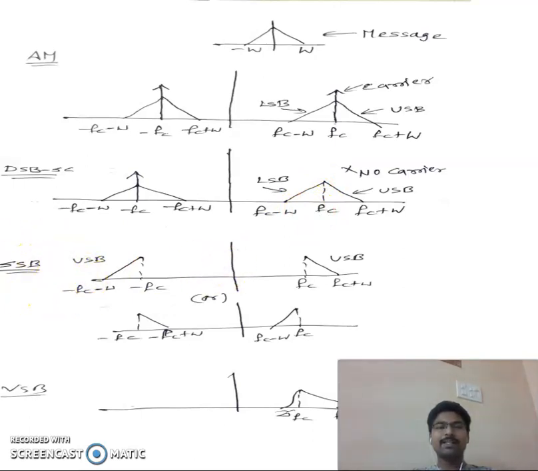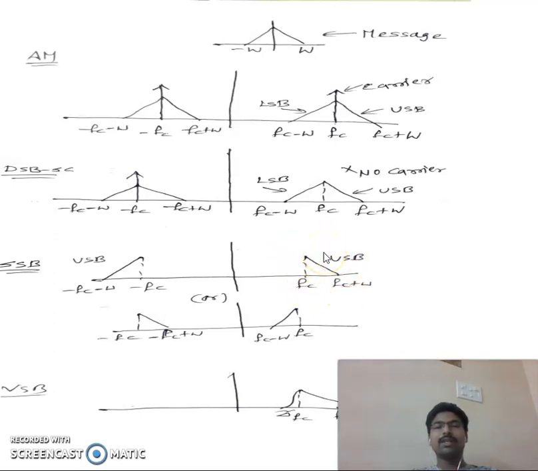In single sideband modulation, generating the DSBSC wave, that is multiplying m(t) into Ac cos 2 pi Fc t, after that we get the spectrum like this. In this spectrum, we only pass either the upper sideband or the lower sideband. Due to that, the bandwidth is Fc plus W minus Fc, only W is the bandwidth here. That is, W bandwidth is sufficient to transmit this SSB modulated signal.